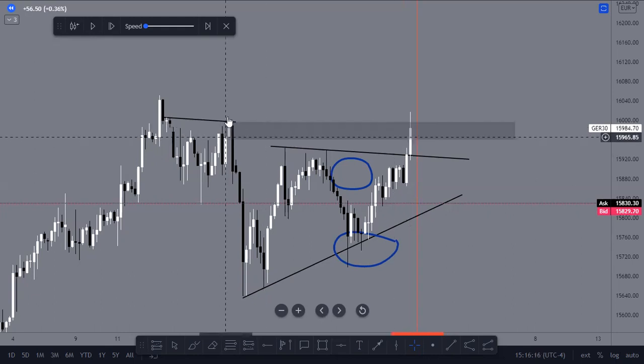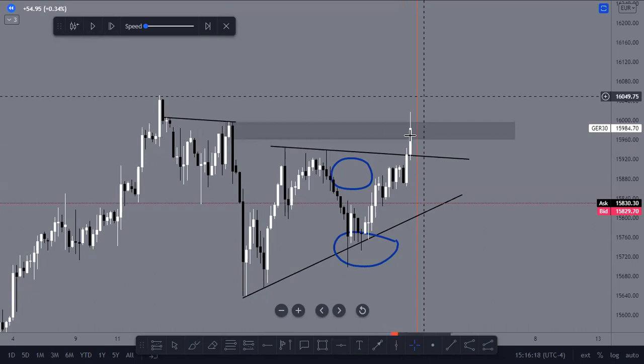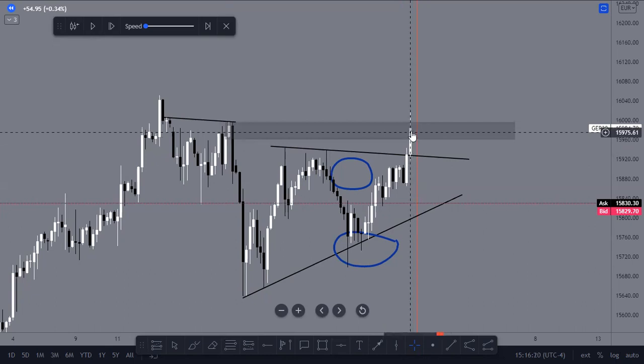Because of the buy to sell, this is the strong area of supply. We don't care even if the wick is outside, but the body must close inside this zone here. I hope that one is clear, traders.